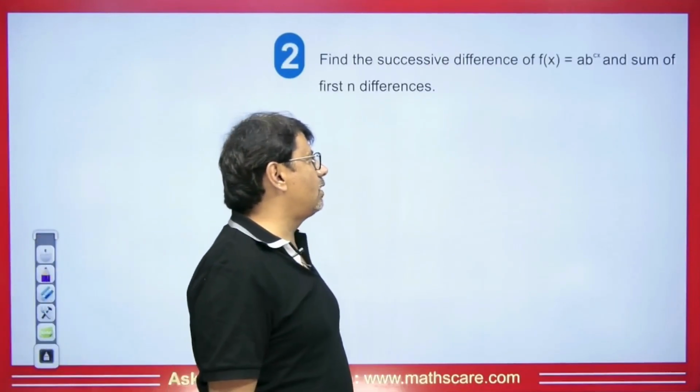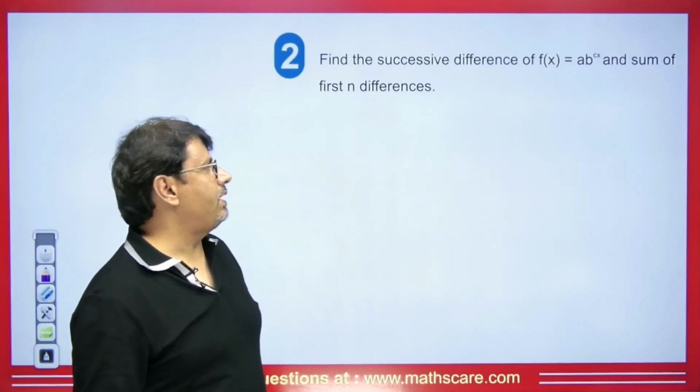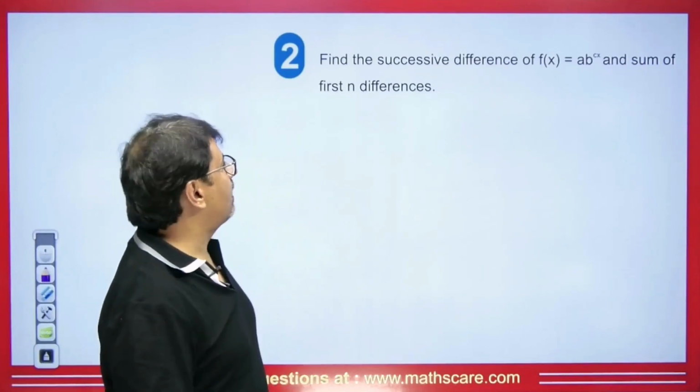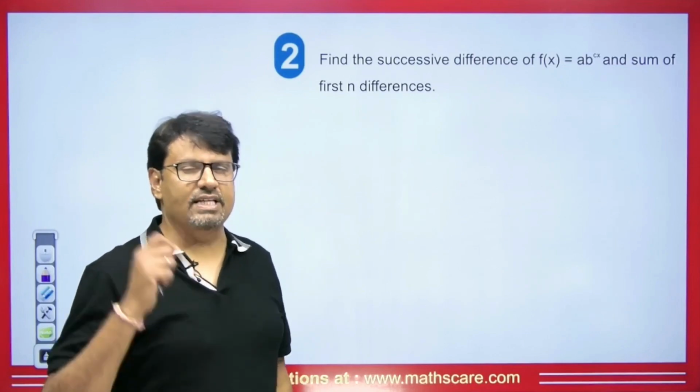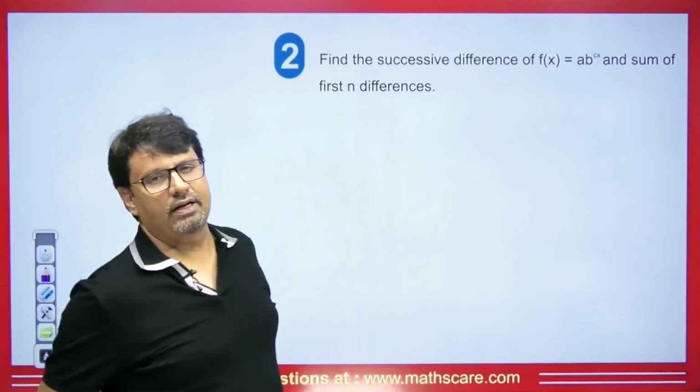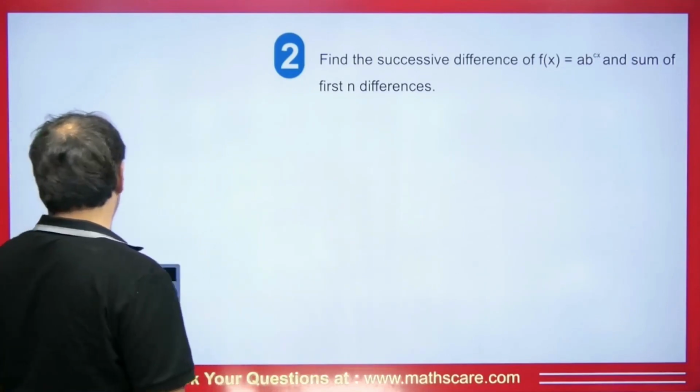Next question. See what it says. The next question is to find the successive differences of f(x) equal to a b^(cx) and the sum of the first n differences. You need to calculate the successive differences del f(x), del square f(x), del cube f(x), up to del n f(x). Then you have to calculate the sum of all of them. Then what will be the value? This is an easy question.